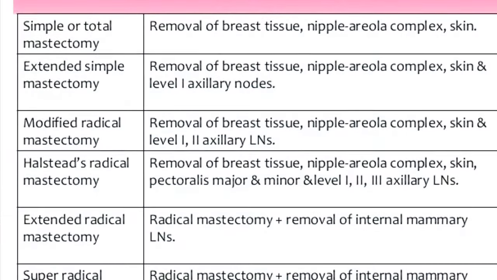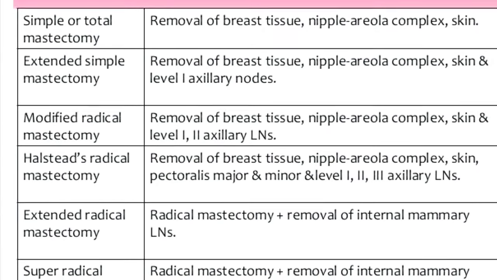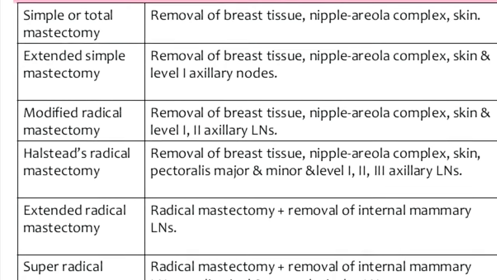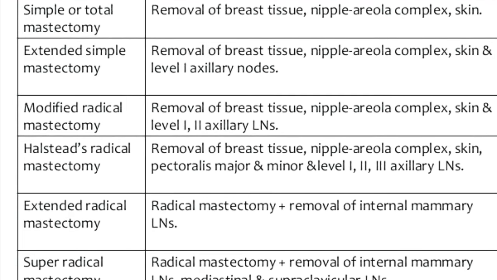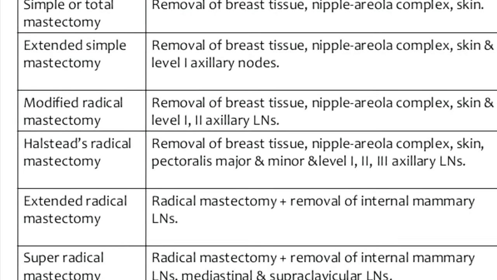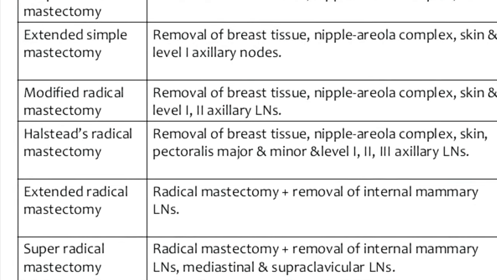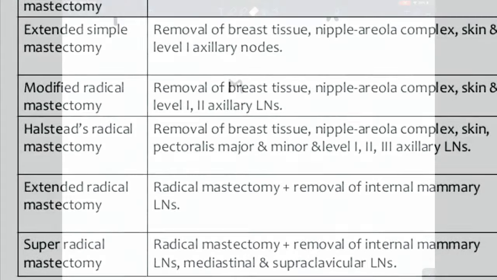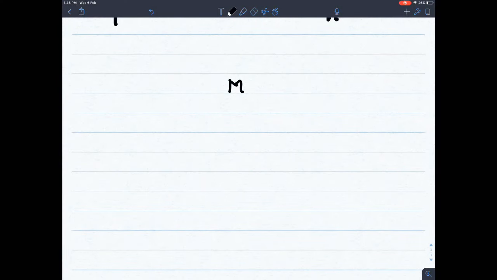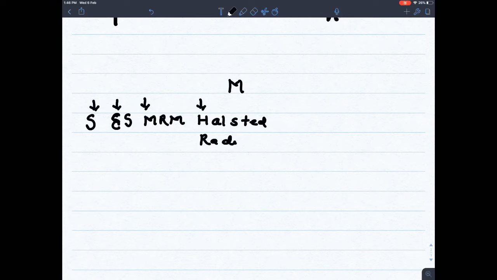In the coming session, we will also see some extra, but first let's make the notes. Simple, extended, modified radical, Halsted, extended radical, and now I am going to talk about some other forms, which is super radical mastectomy. You can make the complete notes till here, then we'll move ahead. So our topic was mastectomy, where we saw what is simple, what is extended simple, then modified radical mastectomy, Halsted radical mastectomy, extended radical mastectomy.